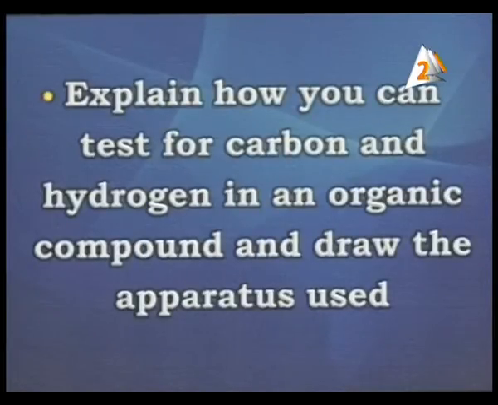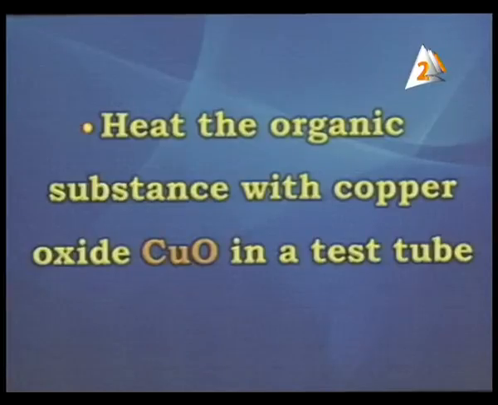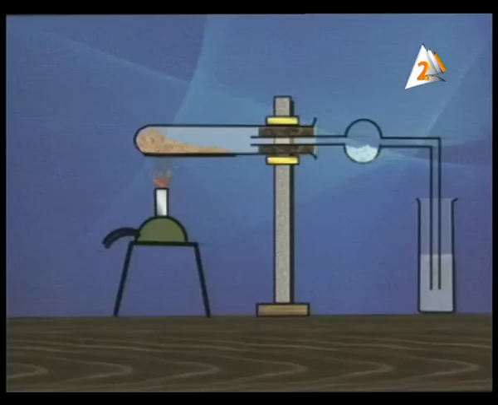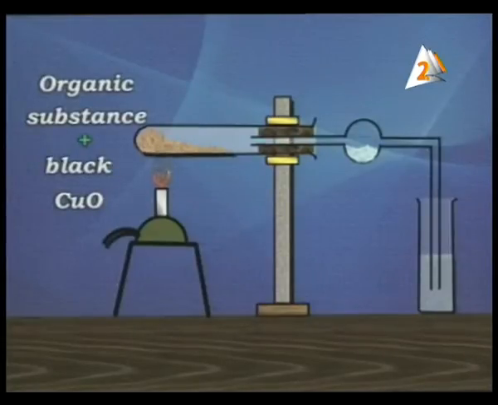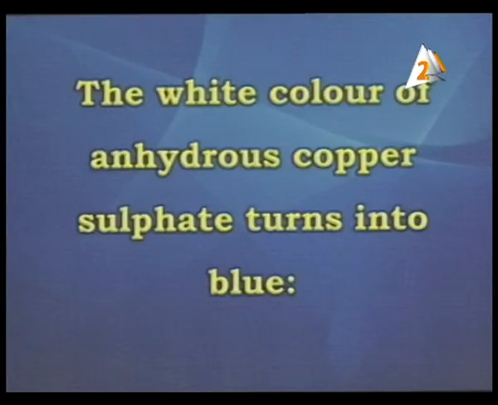Next type of question: explain how you can test for carbon and hydrogen in an organic compound and draw the apparatus used. Procedure: heat the organic compound with copper oxide in a test tube. Pass the resulting gases over anhydrous white copper sulfate, then through clear lime water. As shown on the screen, the organic substance and black copper oxide give water vapor, which changes the white anhydrous copper sulfate into blue, and then carbon dioxide gas turns the lime water turbid. So the observation here: the white copper sulfate will change into blue.